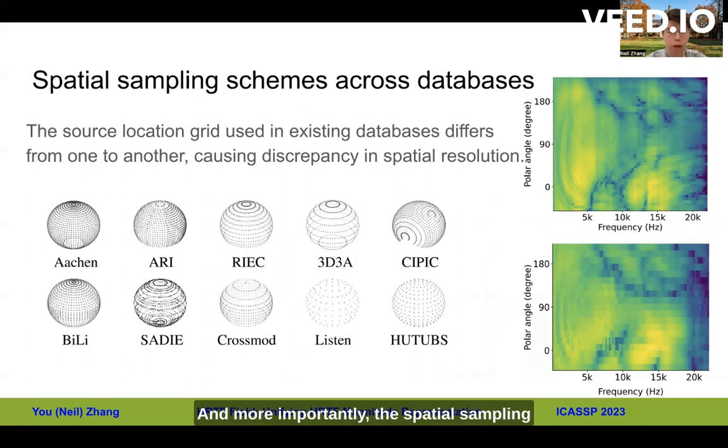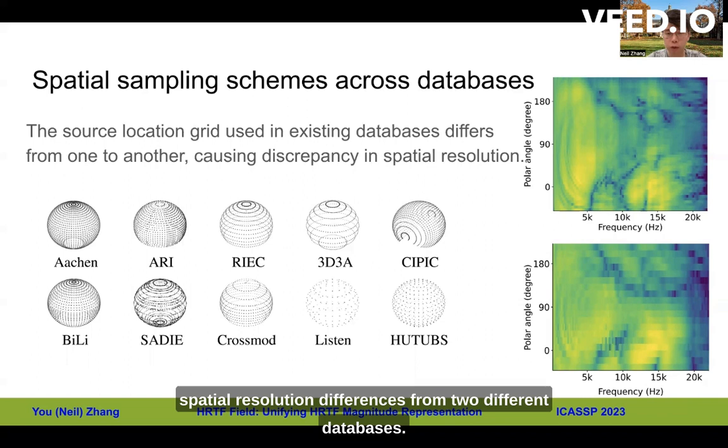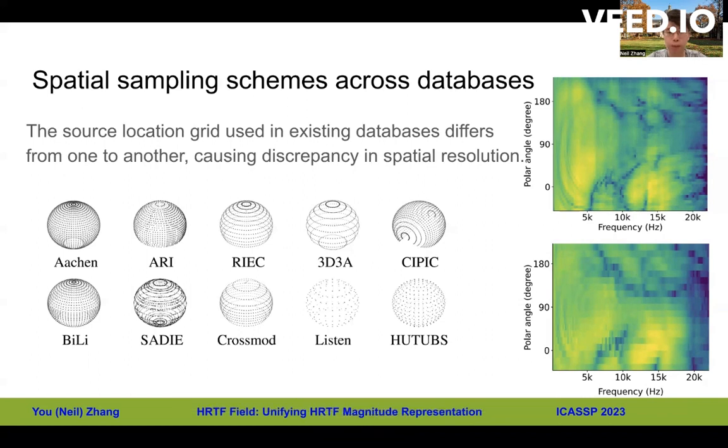And more importantly, the spatial sampling schemes across databases are different. This will cause discrepancy in spatial resolution. From the left figure, I listed 10 existing databases that are publicly available, and we can see that their spatial sampling schemes are very different. And on the right figure, we show that the HRTFs on the mid-sagittal plane have spatial resolution differences from two different databases.